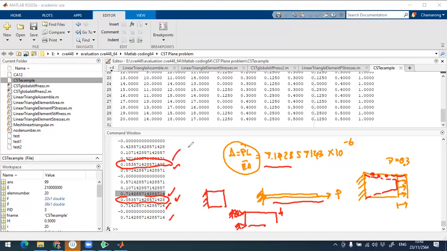So the question is, you may try it by yourself. Now we use 20 elements, right? So what happens if we come back to use just only 2 elements with this condition? What do you think? Should the solution be good or not? Should it be the same or not? Do you want to try?